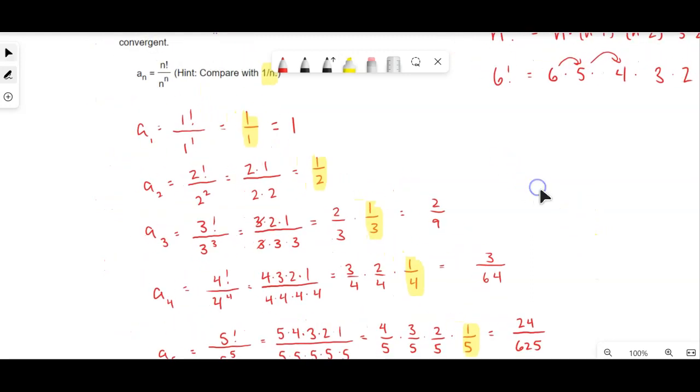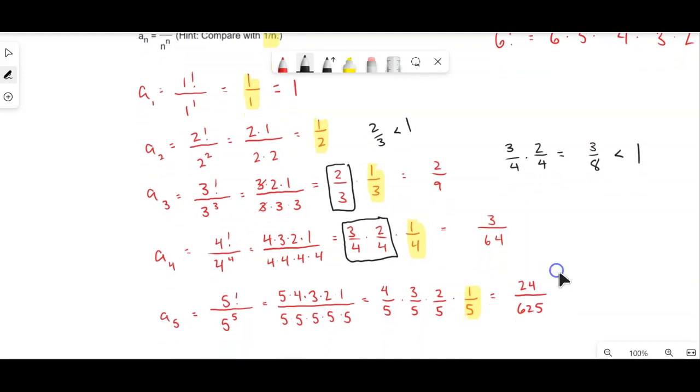But what's happening to 1 over n every time? Well, there's 1 over 3, and it's being multiplied by 2/3. That number is less than 1. Then there's 3/4 and 2/4, which gives 3/8, and that's less than 1. And then all this stuff is 24 over 125. That's a proper fraction. That's less than 1.